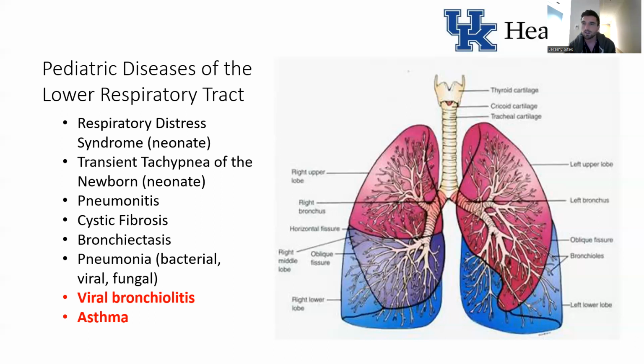But of course, certain infections, such as upper respiratory tract infections, may trigger an asthma exacerbation. And again, we'll talk about that later. For the purposes of this talk, we'll really focus in on viral bronchiolitis and asthma.